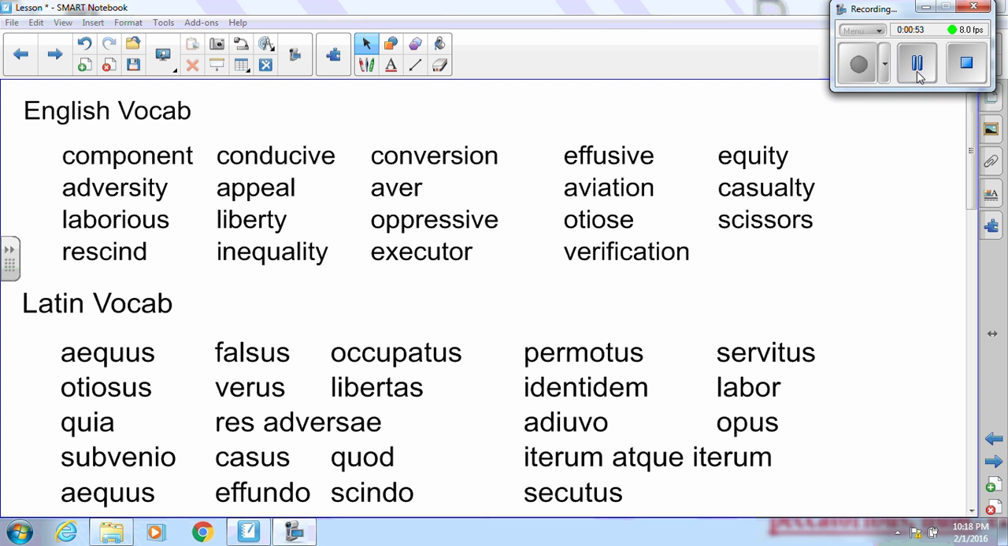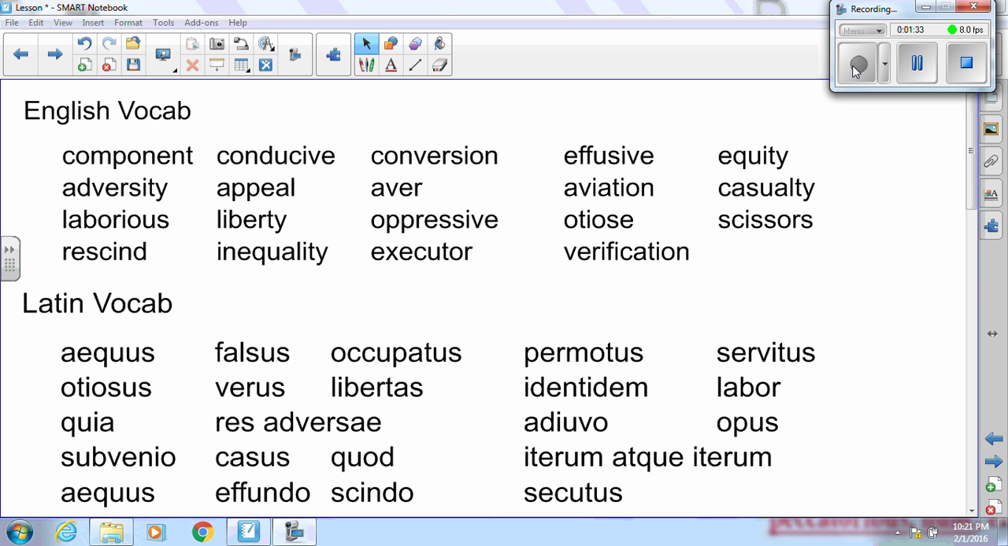Effusive is unrestrained in emotional expression. So somebody who is very demonstrative, somebody who wears their feelings on their sleeves. Equity is a condition of being just, impartial, fair. I would say that equity is pretty much just balance. Adversity is a great hardship or misfortune. You go through adversity, it's supposed to make you a better person because you go through those hardships, you become better adept.